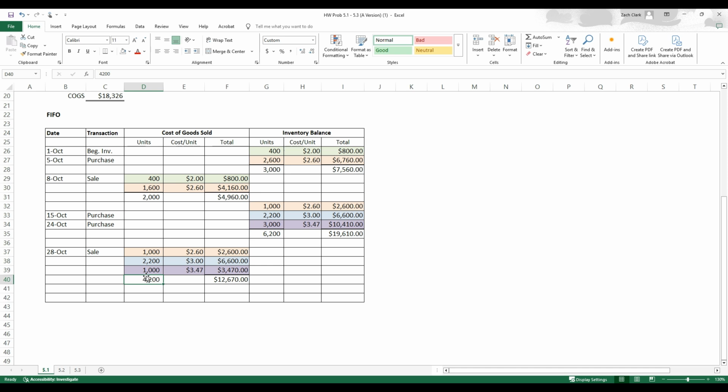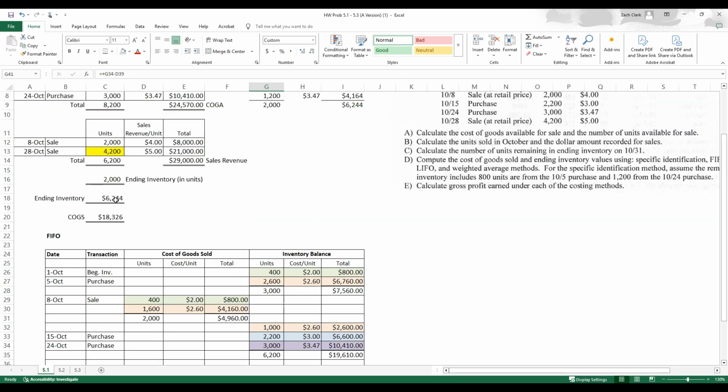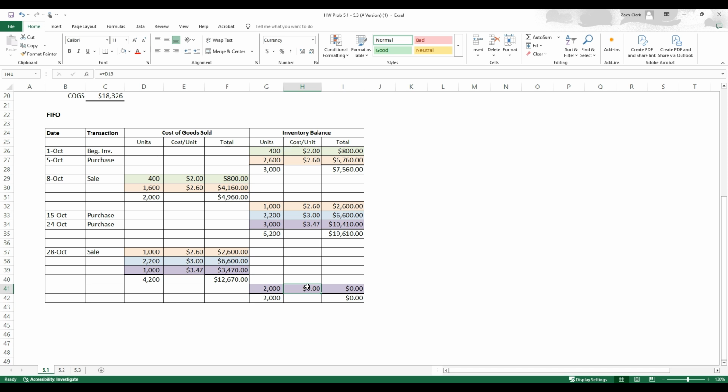So then the total should add up to 4,200. I mean, it has to if you did your formula that way. And then we can see that we are pulling 1,000. So this layer is gone. This layer is now gone, right? Because we sold those totals. And then I'm going to copy these down here. And we're going to say we have 2,000 units left, which matches our ending inventory, 2,000 units. And those units are all at $3.47.